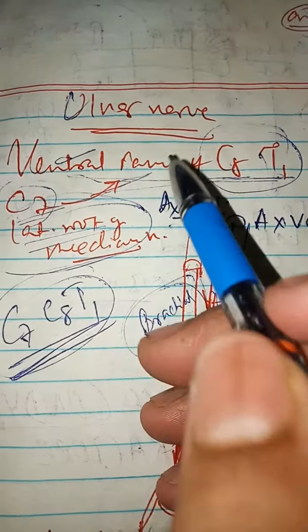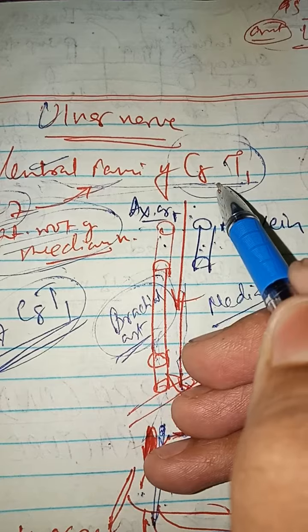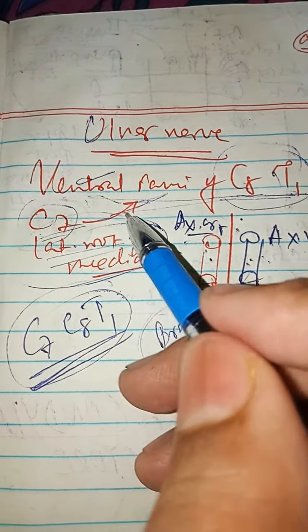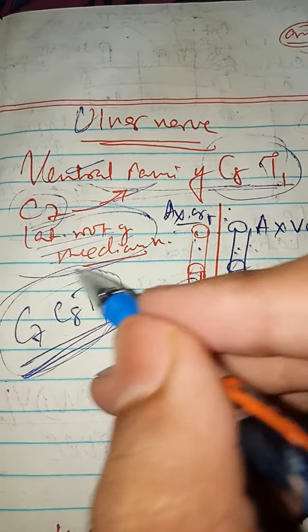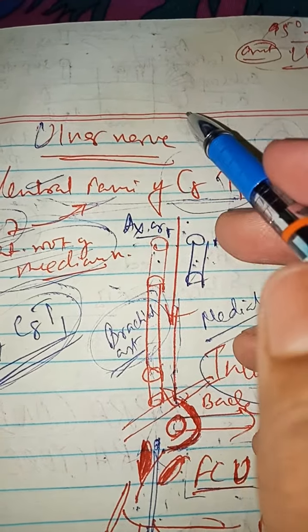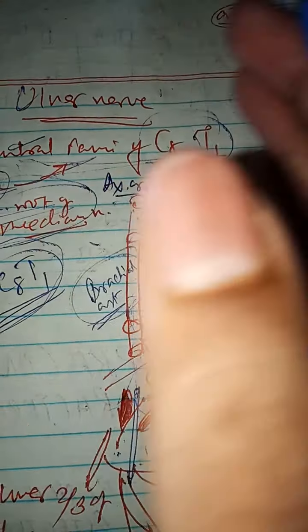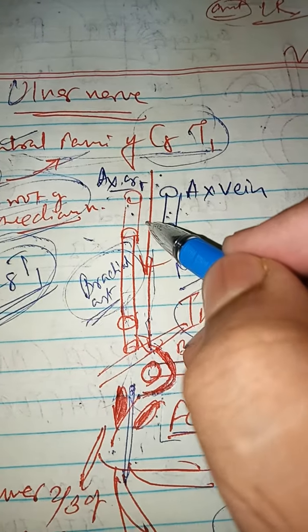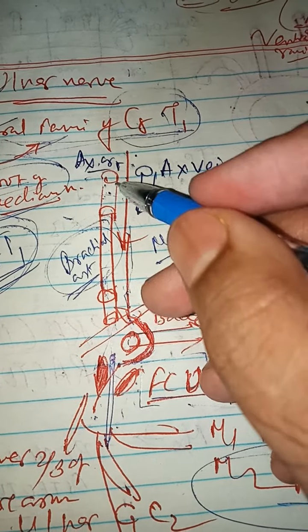Now coming to the ulnar nerve. The ulnar nerve root value is the ventral rami of C8 and T1, along with C7 joining from the lateral root of the median nerve. So C7, C8, T1. Now it is known as the ulnar nerve. It lies medially in the whole upper extremity. In the axilla, it is between the axillary artery and the axillary vein.